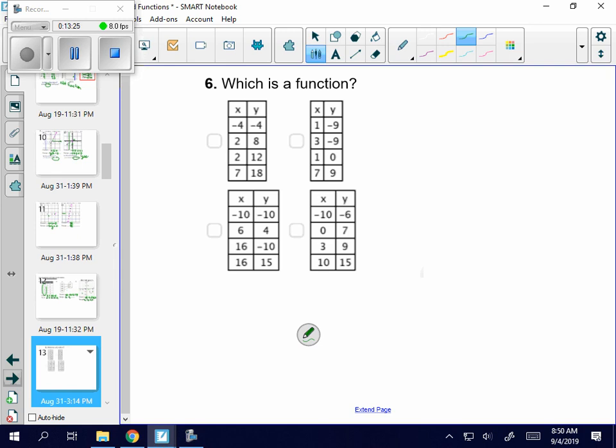On number 6, which of these is a function? So remember, to be a function, I cannot have my x values repeat. See right here? That makes that a no. And right here, I have my 1's repeating, so that's a no. We have our 16's repeating, that's a no. Only this one is our function. My y's do not, my x's do not repeat.